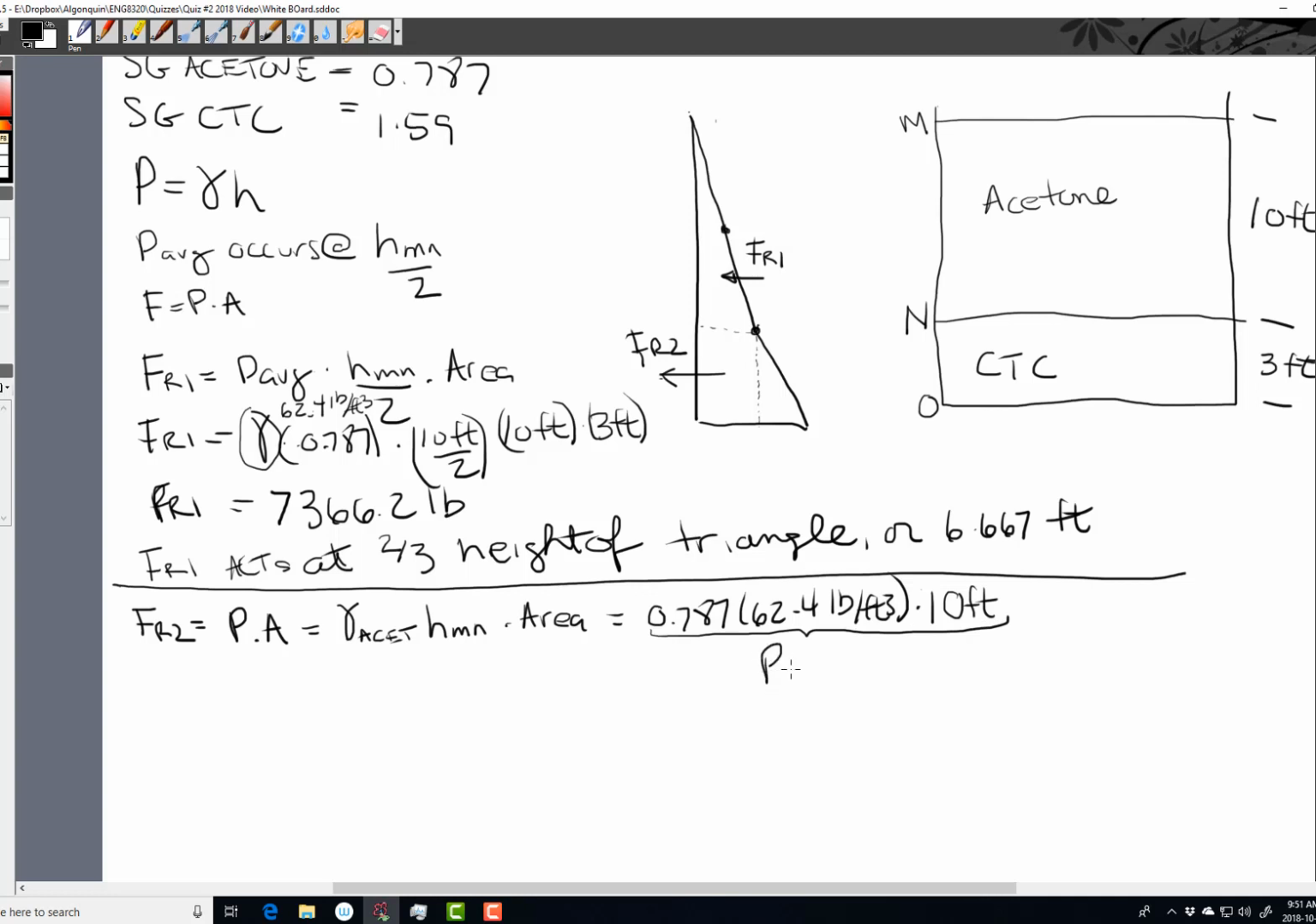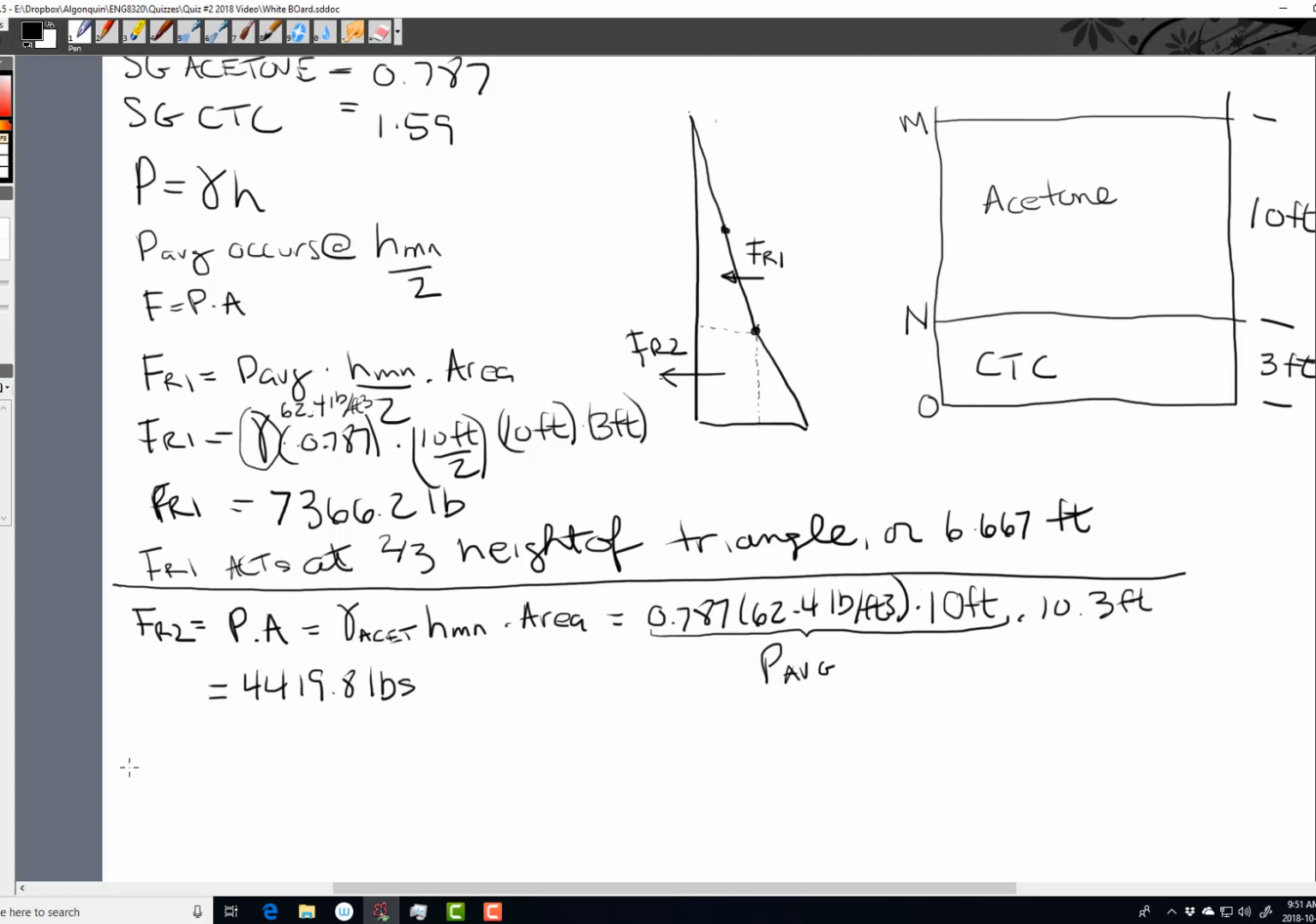P_avg times your area, which is 10 by 3 feet. All of that equals FR2, which equals 4,419.8 pounds.